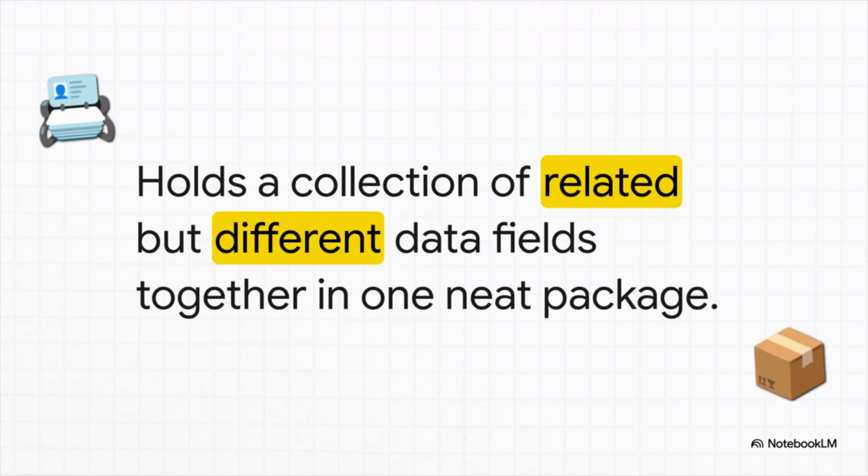Okay, but what if you want to group different types of information all together? For that, we have something called a record. A record is basically like a business card. It holds a bunch of related but different pieces of data, like a name, a phone number, and a job title, all bundled together in one neat little package.